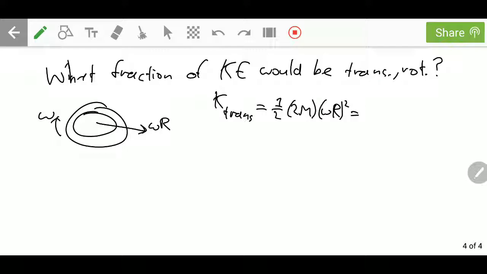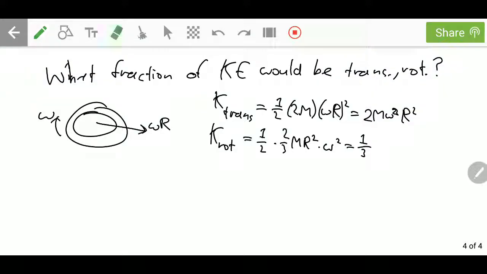And so what we would get is 2m omega squared r squared. And now the rotational kinetic energy will be 1/2 times the moment of inertia. So that will be 2/3 mr squared, because it's just the part that's rotating, so just the shell, multiplied by omega squared. So what we would get is 1/3 m omega squared r squared. Sorry, the translational is not 2m omega squared, that's just a silly mistake on my part. It is just m omega squared r squared, because these two canceled out.